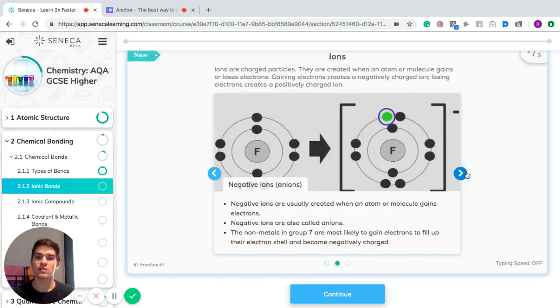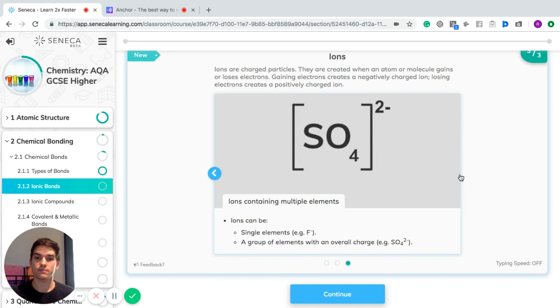Now, negative ions can also be called anions, and they are usually created when an atom or molecule gains electrons. Non-metals in group 7 are the elements that are most likely to gain electrons to fill up their electron shell and become negatively charged.